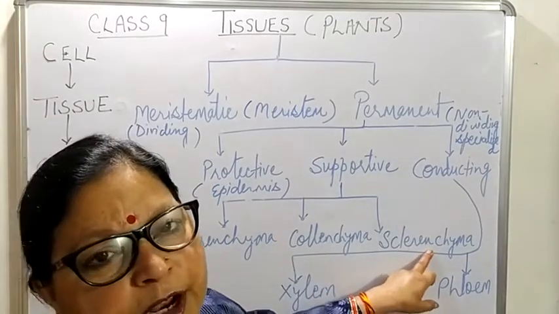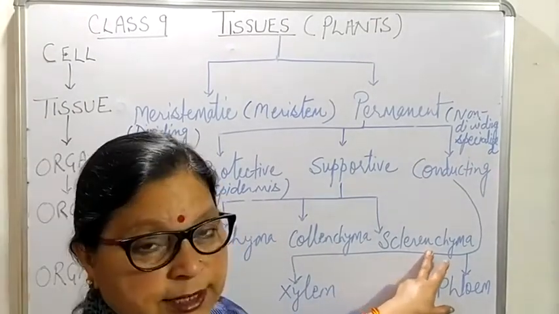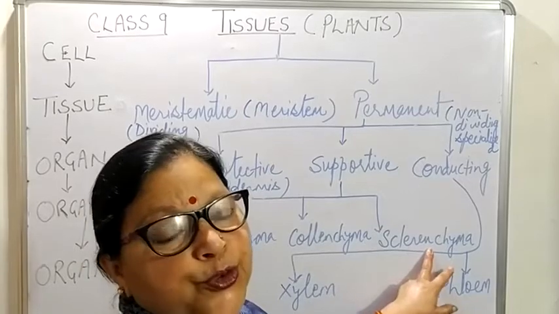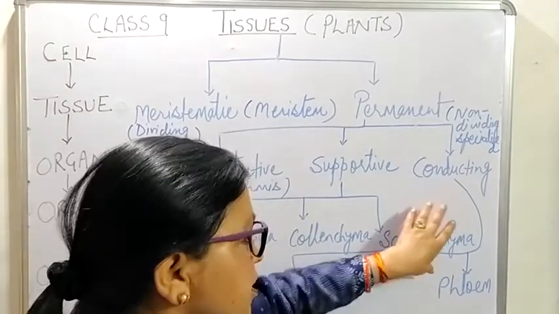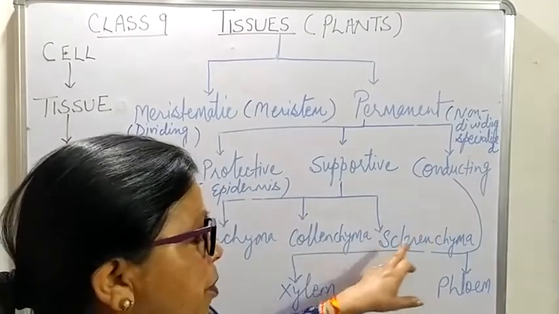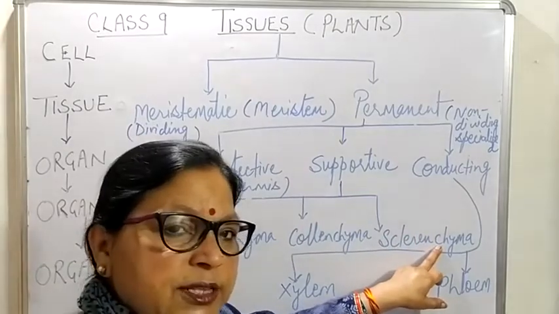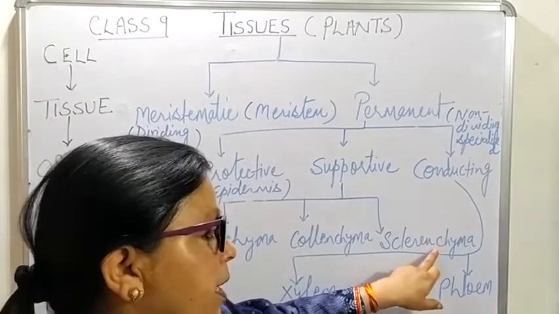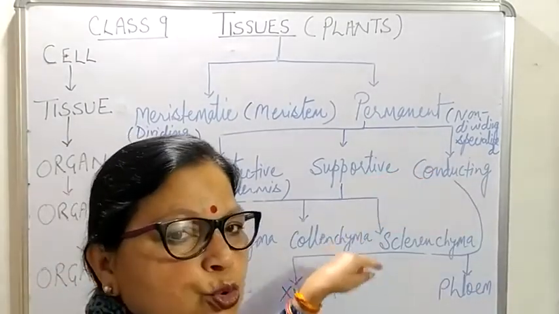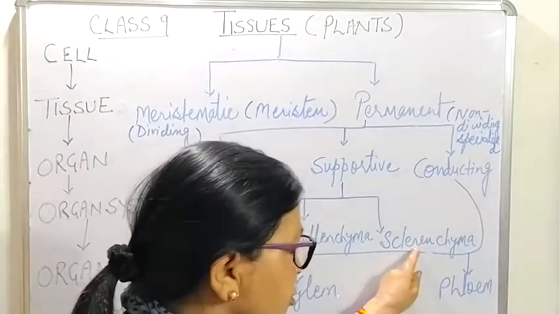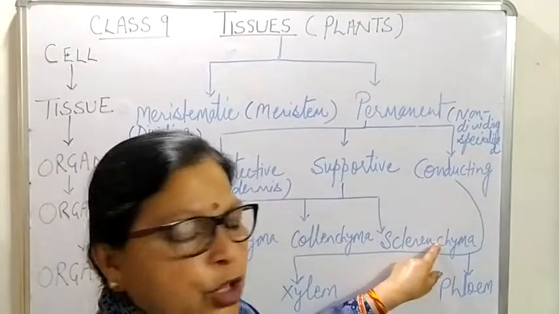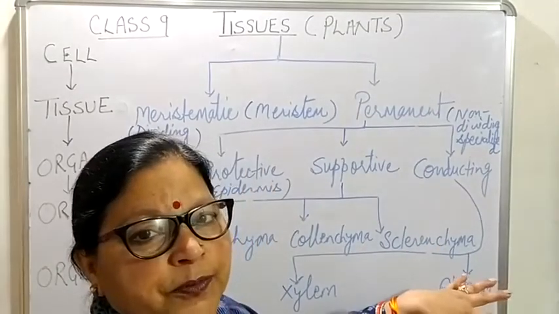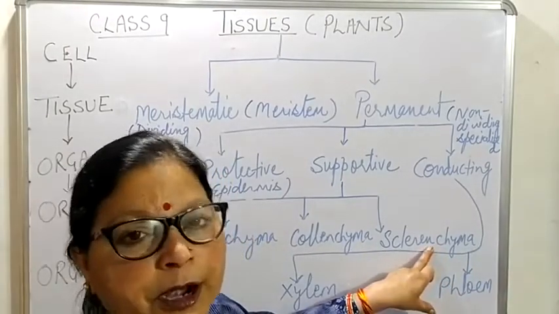Sclerenchyma is made up of dead cells. As I told you, dead cell means there is no nucleus, no cytoplasm. So this sclerenchyma is made up of dead cells. Why are the cells dead? Number one, they don't have any nucleus, no cytoplasm. And secondly, their cell wall is too thick due to deposition of lignin. Wherever the lignin is present, lignin will make them dead.